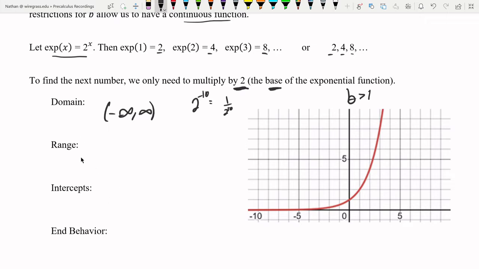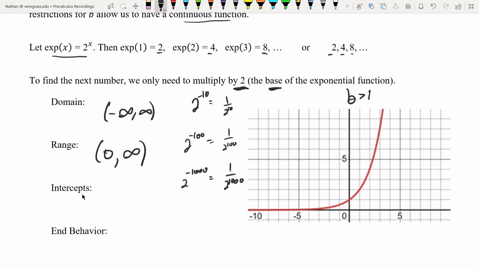Now the range, this we've talked about before with parent functions of this thing. As the x power on 2, for instance, gets more and more negative, so 2 to the negative 100, you're going to get 1 over 2 to the 100, 2 to the negative 1000, you're going to get 1 over 2 to the 1000. You can see that these numbers are getting smaller and smaller. They're not getting more negative, they're just getting closer and closer to 0. So the range is actually from 0 to infinity. And I have to use a parenthesis because it never hits 0. It gets close to it, but it never hits it exactly. So it never crosses the x-axis.